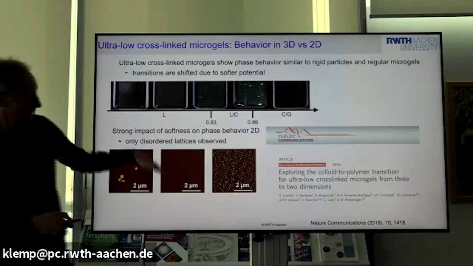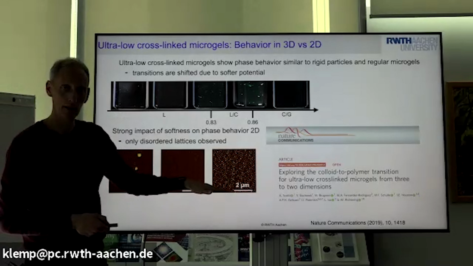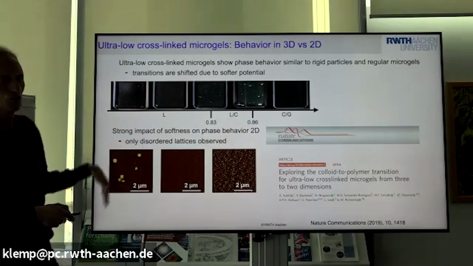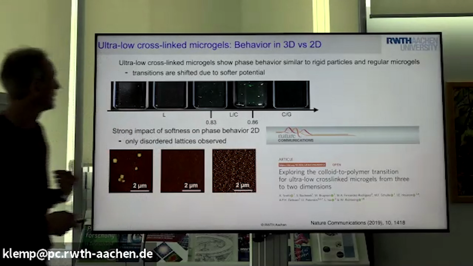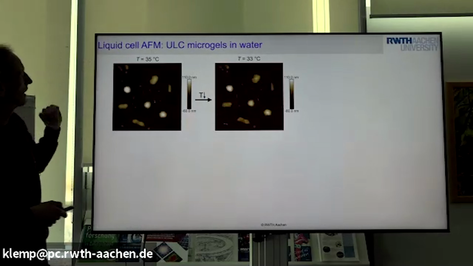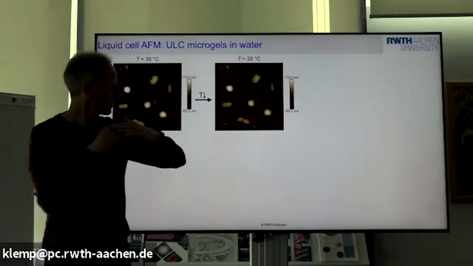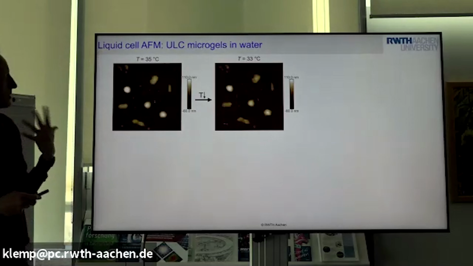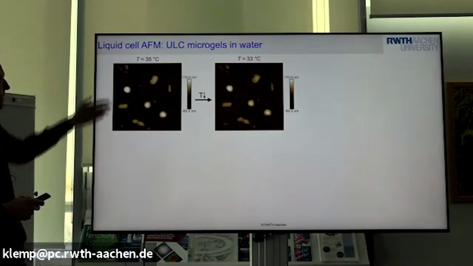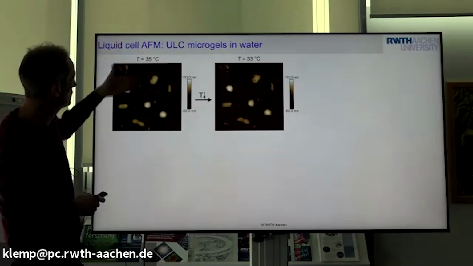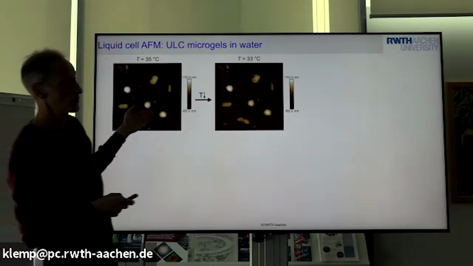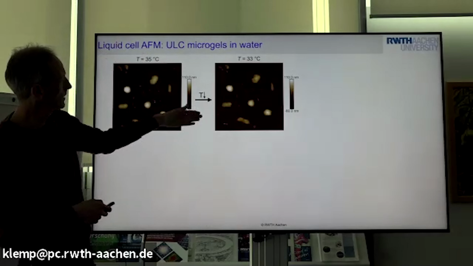Now, this image is in the dry state. You might wonder, how do these ultra-low cross-linked microgels look in the liquid state when we add water? So we actually did liquid cell AFM, so we added water, so they were prepared under water. Now this is much more complicated for these soft objects, but here you see them, right? Okay, so at this high temperature, they should be collapsed. They are collapsed, we see objects. We go down with the temperature, we see them.